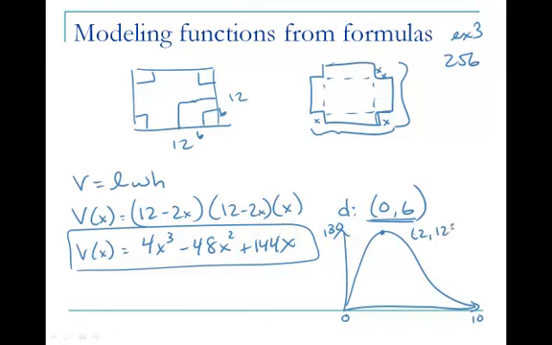You should have gotten 2, 128. Since the x value is 2, that means if I cut a 2-inch square out of each corner, I will have a maximum volume of 128 cubic inches.